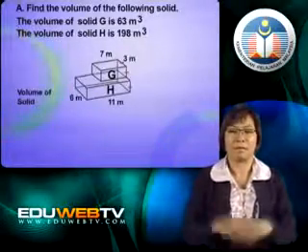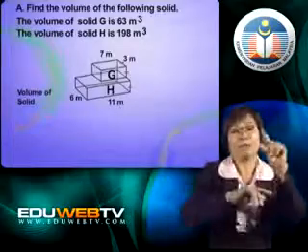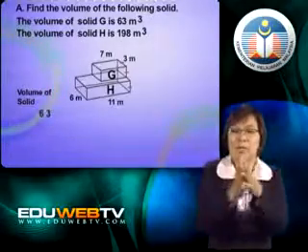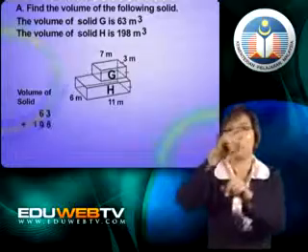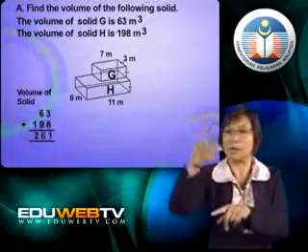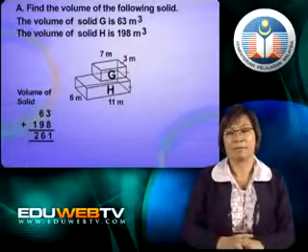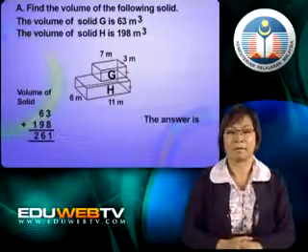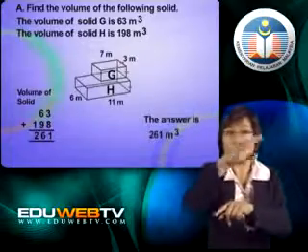The total volume of the solid is equal to solid G plus solid H. 63 meters cubed plus 198 meters cubed is equal to 261 meters cubed. The answer is 261 meters cubed.